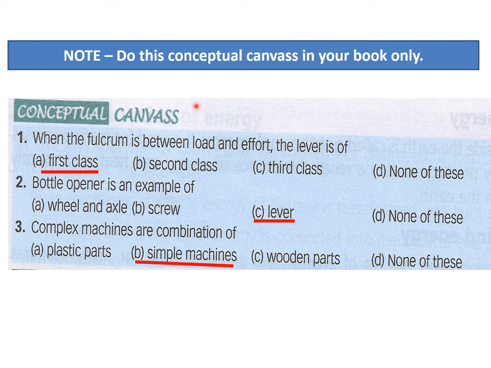Now this is the conceptual canvas given in your book, so you have to do this in the book only. Let us read. Number 1, when the fulcrum is between load and effort, the lever is of, you all know FLE, flea. F is fulcrum, fulcrum is in the center, that means it is a first class lever. Then a bottle opener is an example of, in this the load is in the center and it is a second class lever, and it is an example of a lever. So we will underline lever. And complex machines are a combination of simple machines. So you will underline simple machines. You have to do this in the book only.